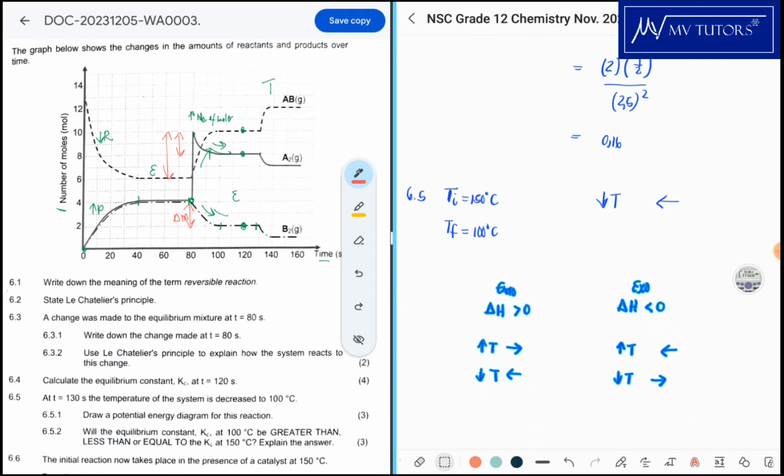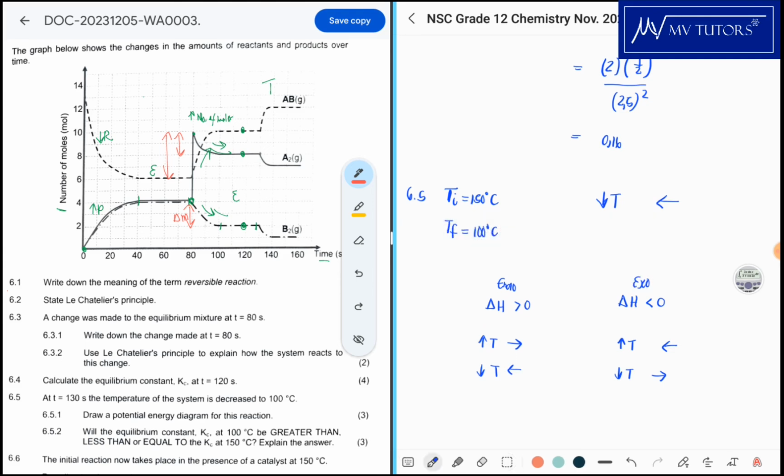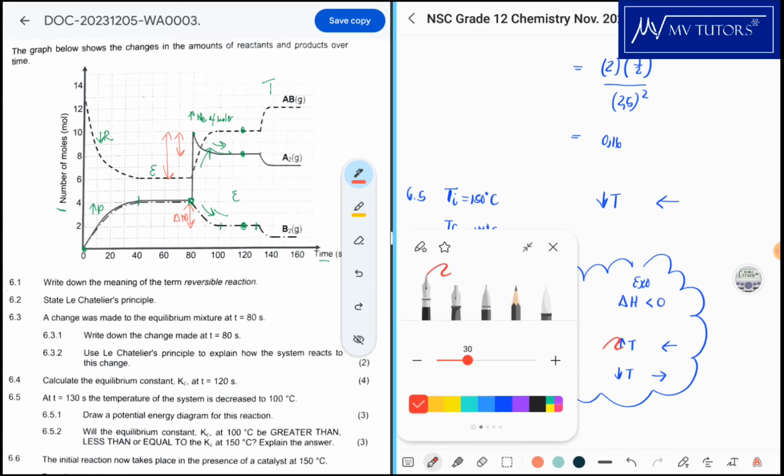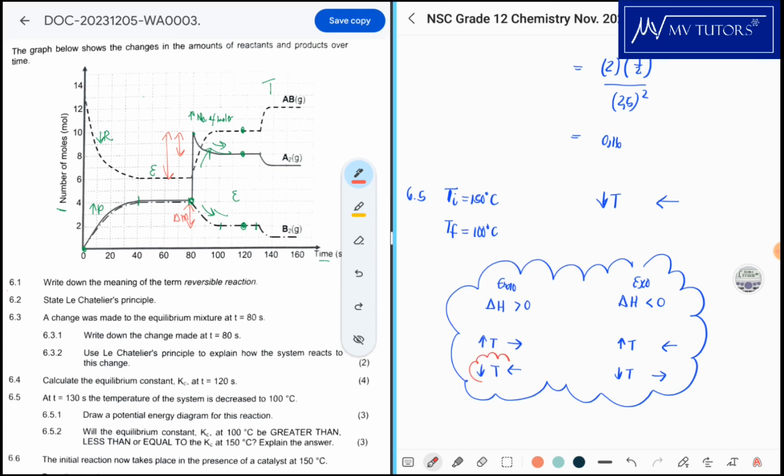So let's just put this over here for ourselves in a bubble and then answer the questions. Okay, so basically the decrease in temperature favors the forward reaction. So do you see that we have this scenario here? Decrease in temperature favors the forward reaction. So hence, we then know that our delta H is bigger than 0. Okay, it's endothermic, which favors the reverse reaction. So that's great. We know it. Now we can go and answer questions.